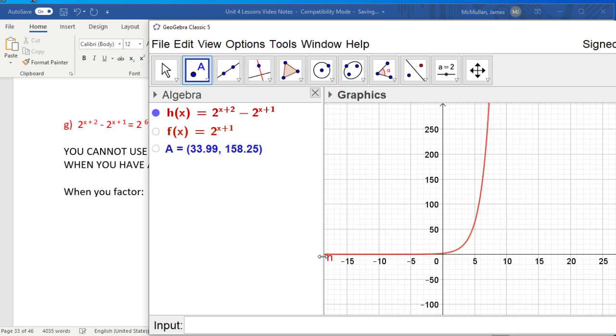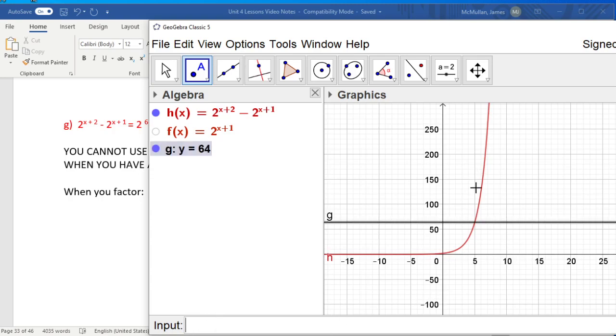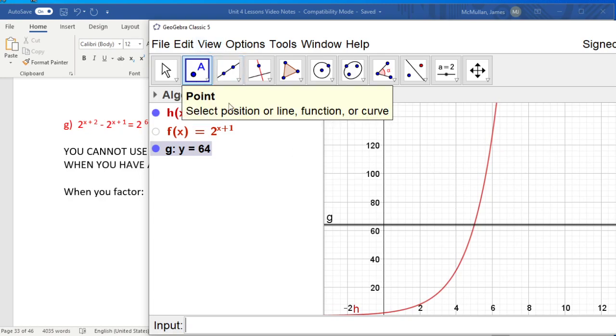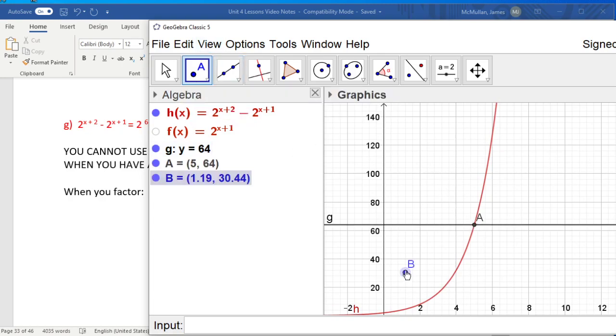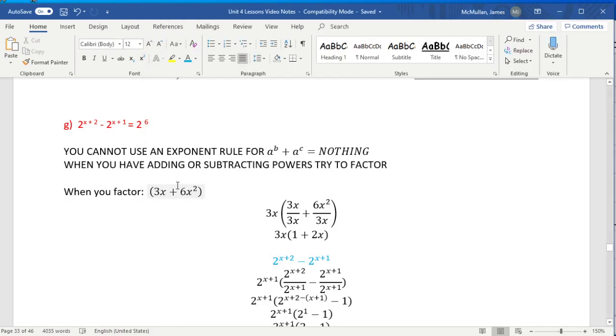Okay, so let's check this now. I want to go y equals 2 to the 6. So there's the line. Where do they cross each other? They cross each other exactly at 5, right? Where we predicted. So when you see addition or subtraction of powers, you have to think, I've got to factor this.